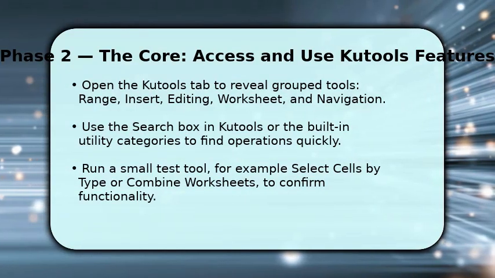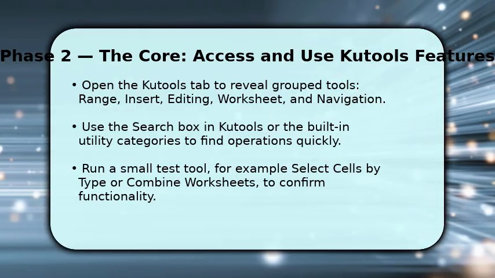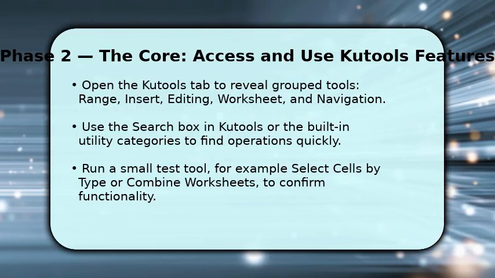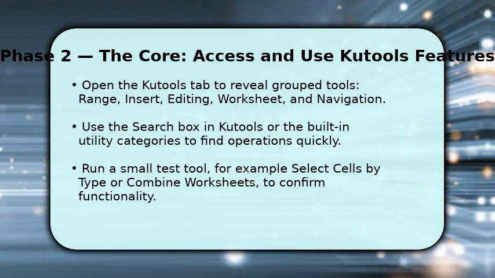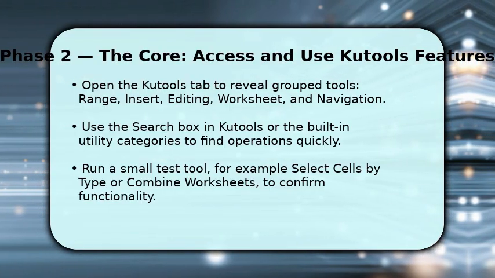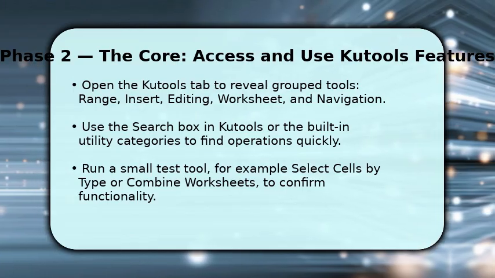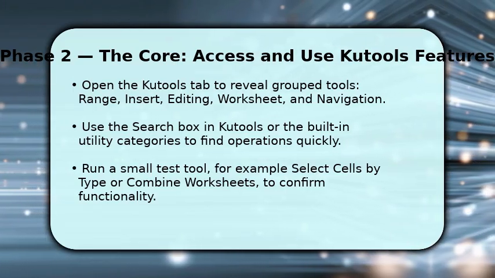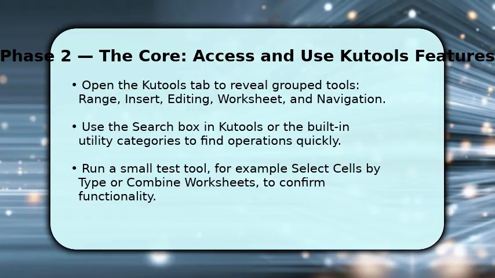Once Kutools is visible, explore its grouped modules. Range, editing, worksheet, and more, they organize dozens of utilities. You access a tool by clicking its group, scanning icons, or using the Kutools search box to type a keyword. This saves time versus hunting menus.